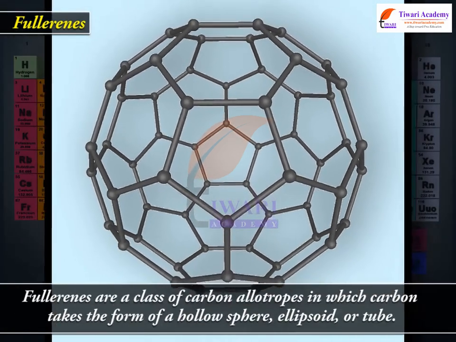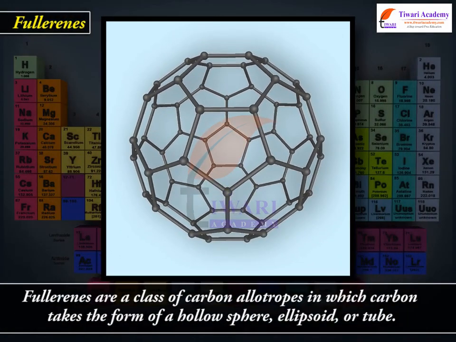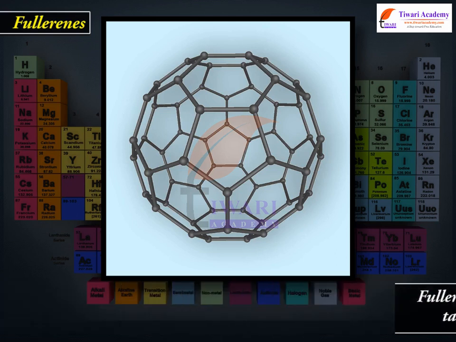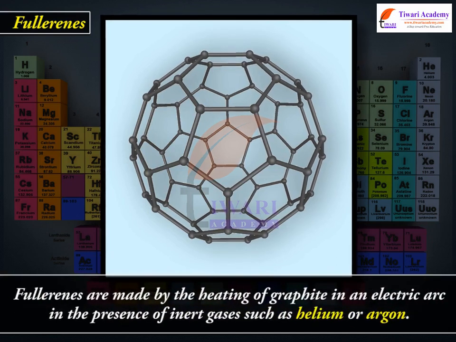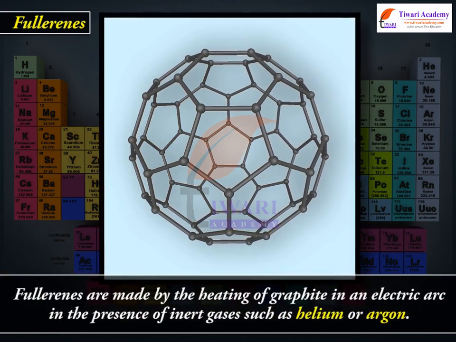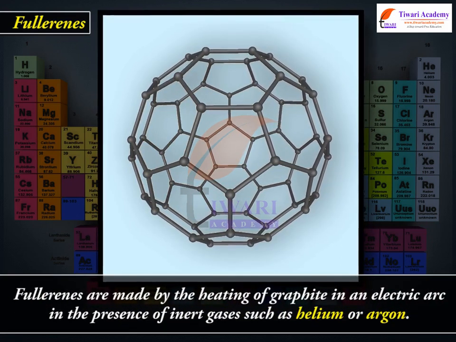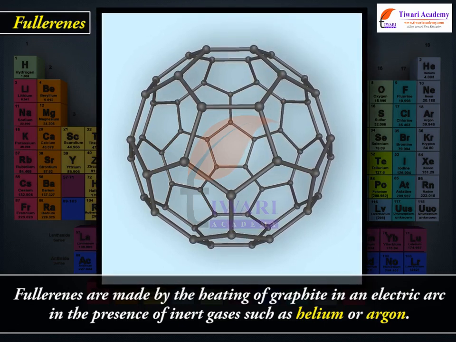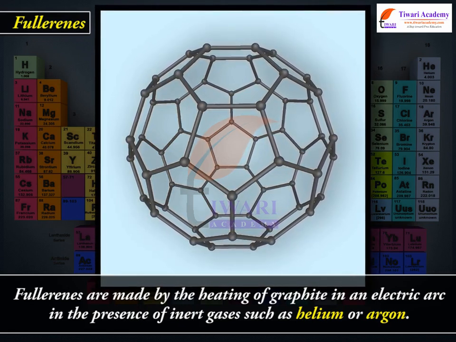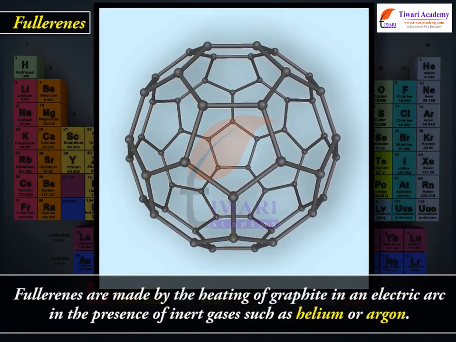Fullerenes. Fullerenes are a class of carbon allotropes in which carbon takes the form of a hollow sphere, ellipsoid, or tube. Fullerenes are made by the heating of graphite in an electric arc in the presence of inert gases such as helium or argon.